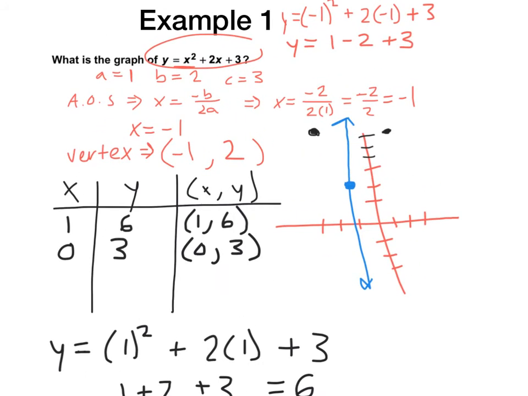So we're going to stay on 0 and go up 3. And we're 1 space away from the axis of symmetry on the right, so we need to be 1 space away from the axis of symmetry on the left. So our point's going to be right there. And now we have enough points to graph here.